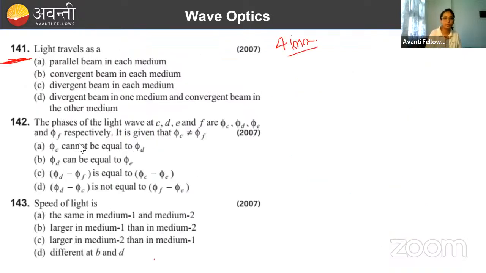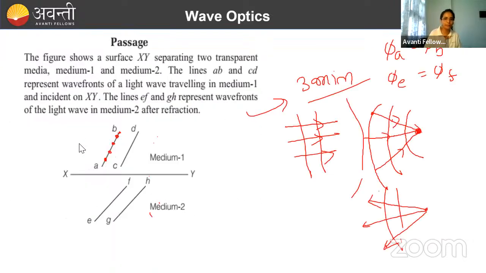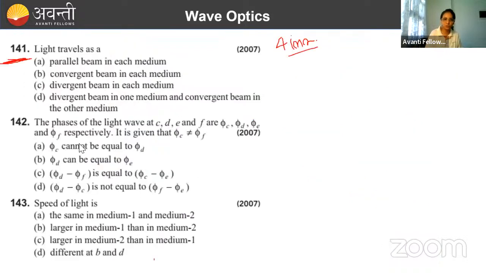Light travels as a parallel beam in each media. Now here the wavefront is planar. If the wavefront is planar, it means our light must be traveling in straight lines. So in the first case, parallel beam in each media, that is true. Convergent beam, no. Divergent beam, no, because our wavefront is planar. So option A will be correct for the first case.